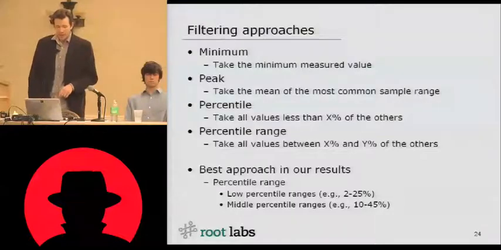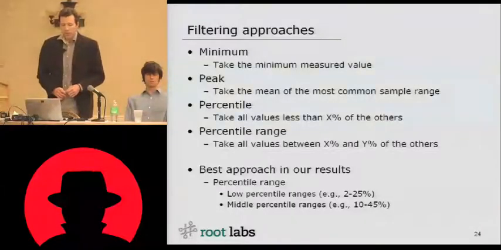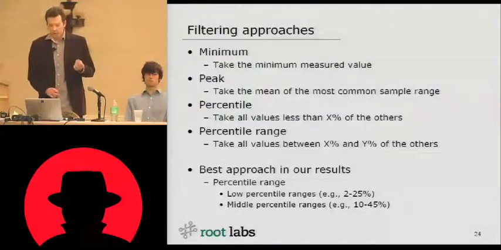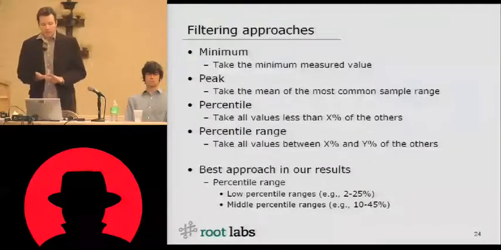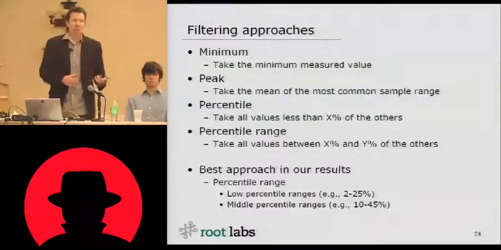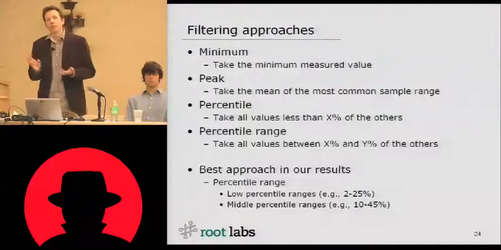From analyzing all these approaches, we thought that percentile range was actually the best approach. What this would do is it would filter out some of the really fast but high amounts of jitter in the minimum response times, as well as knock off the high end where we saw significant jitter being added. For some of our hosts, actually, the best percentiles were in the range of 2 to 25%, which we called low percentile ranges. But for some other hosts, we found that some of the middle percentiles were actually better.